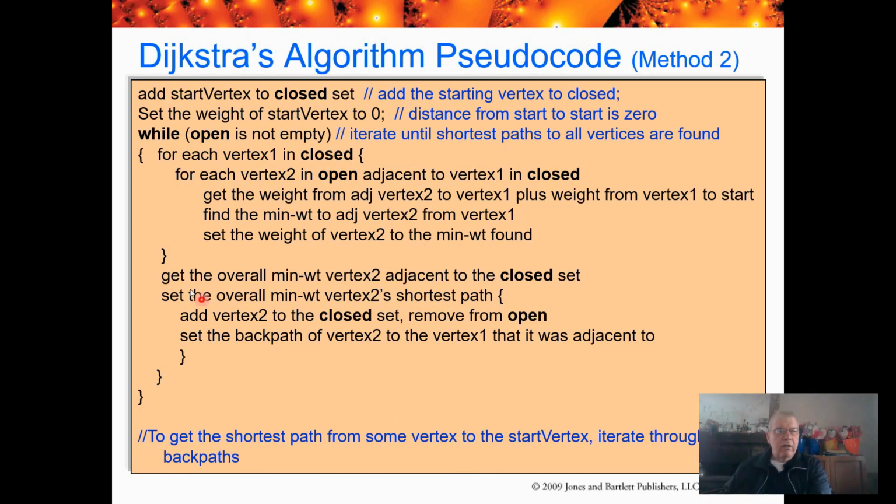So here's the code, or the pseudocode, and basically for each vertex enclosed, for each vertex in open adjacent to each vertex enclosed, you do these things. You get the weight, find the min path, and set the weight. And then you get the overall weight, and the last step is to set the back path of vertex 2 to the vertex 1 that it was adjacent to.